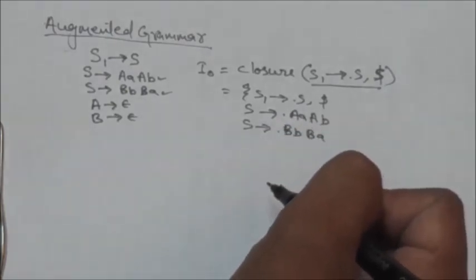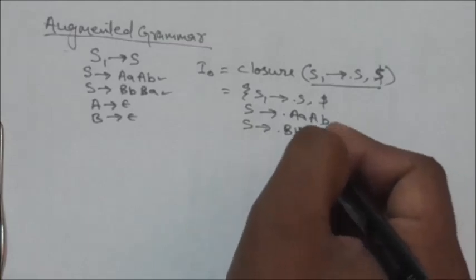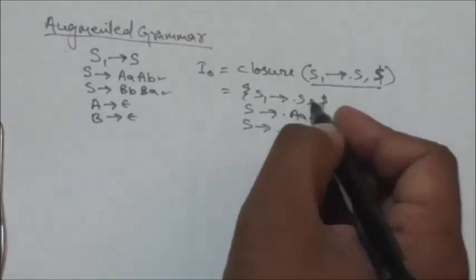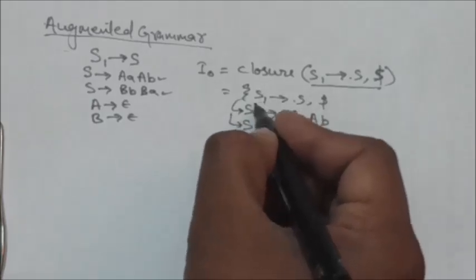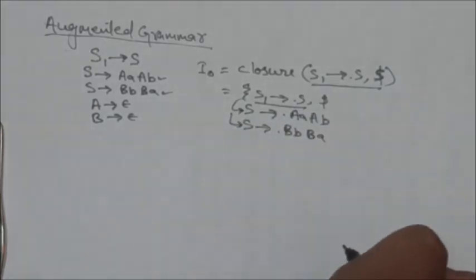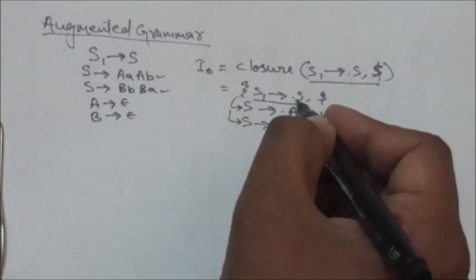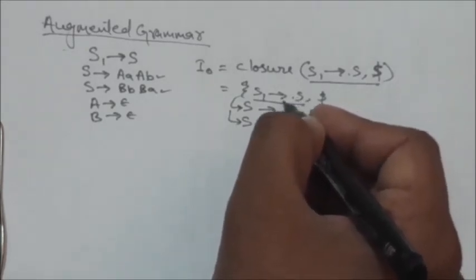Now what would be the look ahead symbols for these items? Now we have added these items because of this item. Right, now you can see that there is no symbol following this symbol S in this item.